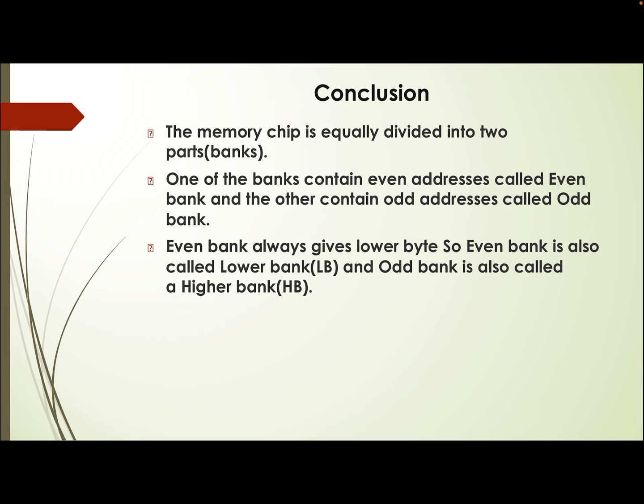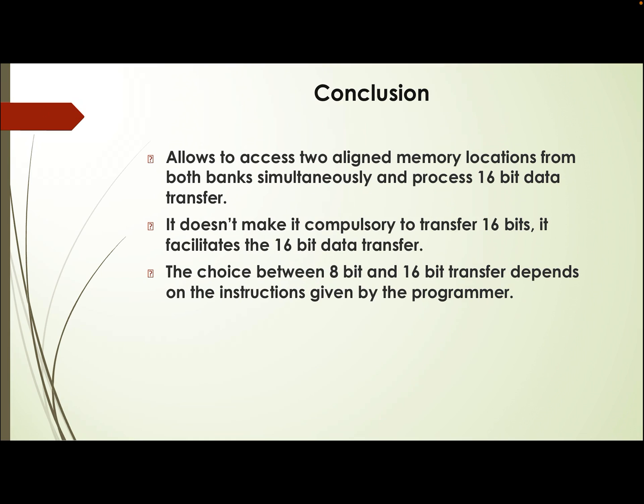The memory chip is actually equally divided into 2 halves, the even and odd banks. One of the banks contains even addresses only, and it is called the even bank. The other block contains only odd addresses, and we call it the odd bank. The even bank always gives the lower bytes, so the even bank is also called the lower bank. Similarly, the odd bank is also called the higher bank because it always represents the higher byte of each word.